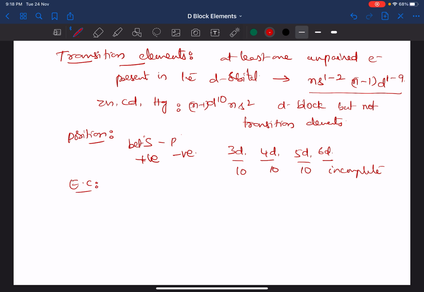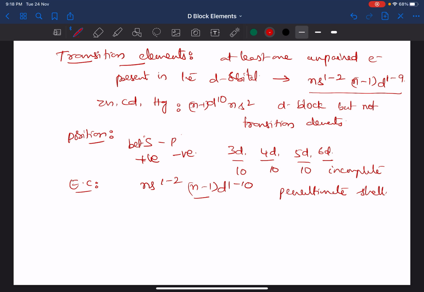We have already known the general electronic configuration of d block elements. It is (n-1)d 1 to 10 ns 1 to 2. So this (n-1) orbital is called the penultimate shell. One shell before the valence shell is called the penultimate shell.